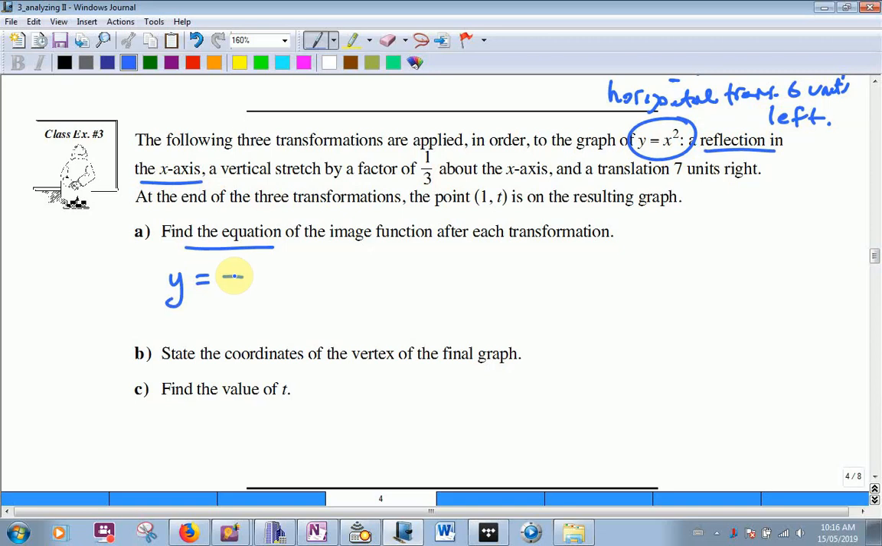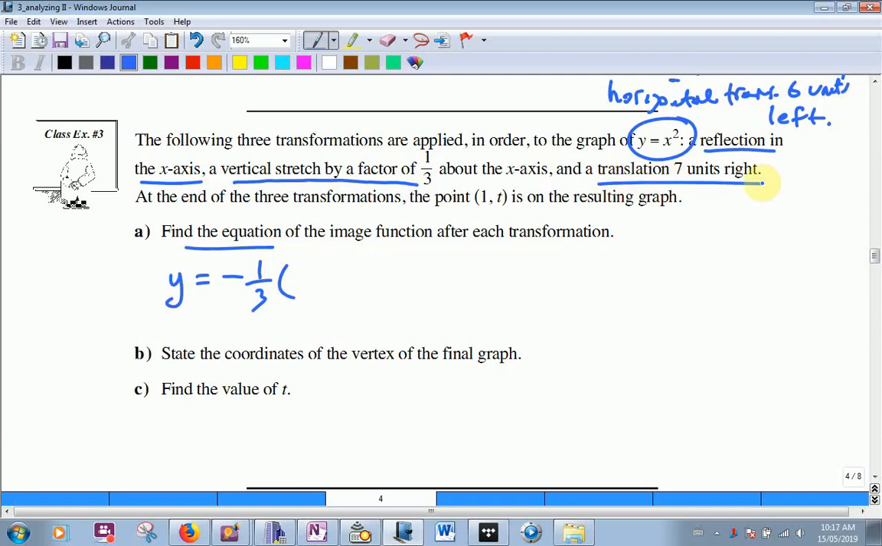It's going to put a negative there. We've got a vertical stretch by a factor of 1/3. So you don't have to worry about the word expansion or compression because it tells you it's a third. Okay, so that's kind of nice.